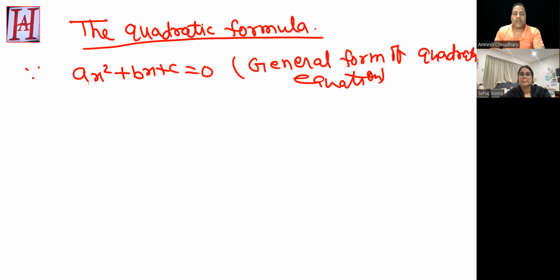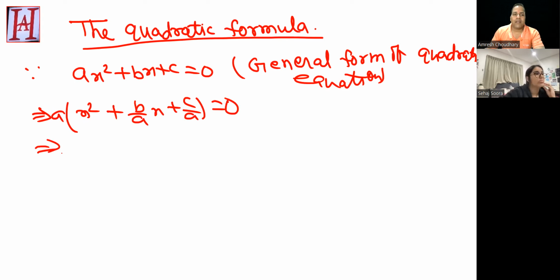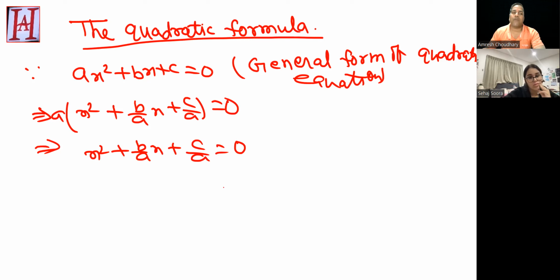Then you should take common a from x square, and shift the other side. So x square plus b upon a x plus c upon a equal to 0. Then I can write here x square plus b upon a x plus c upon a equal to 0 upon a, which becomes 0. Yes or no?